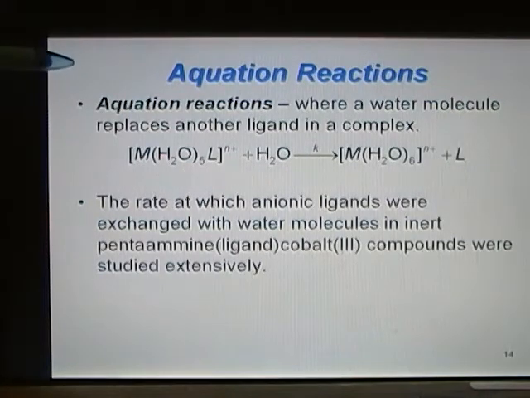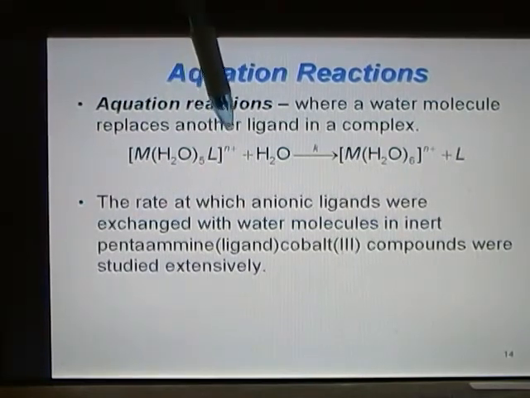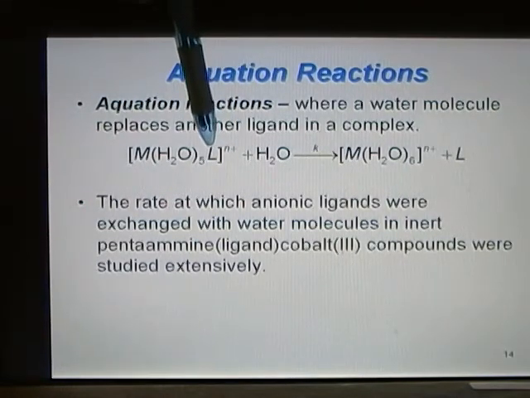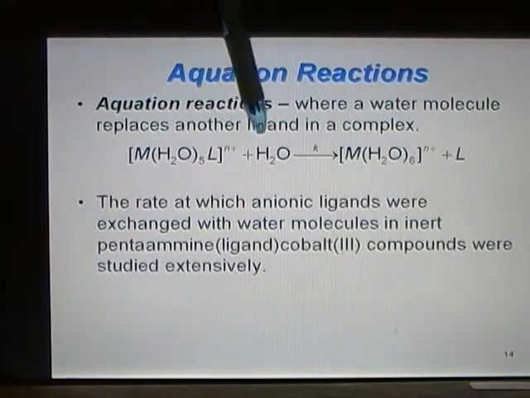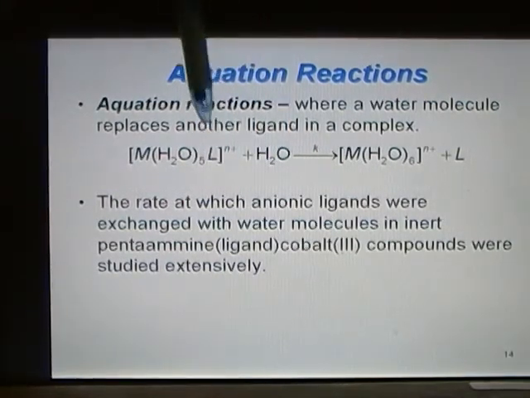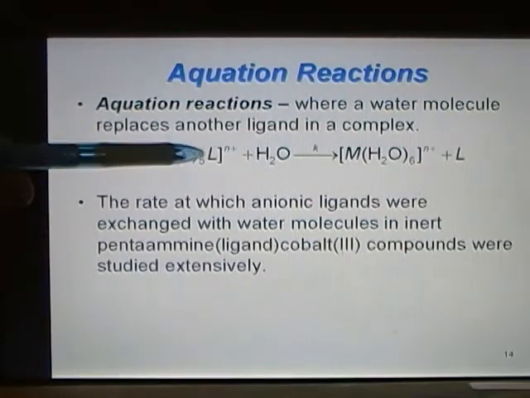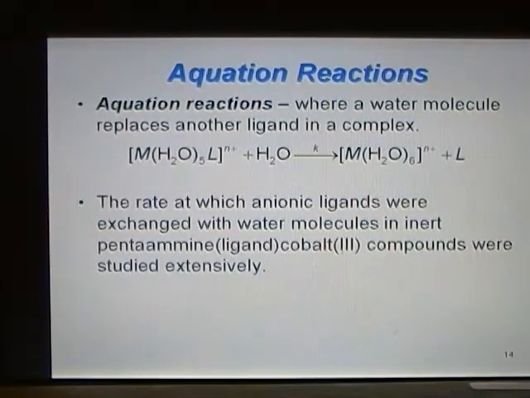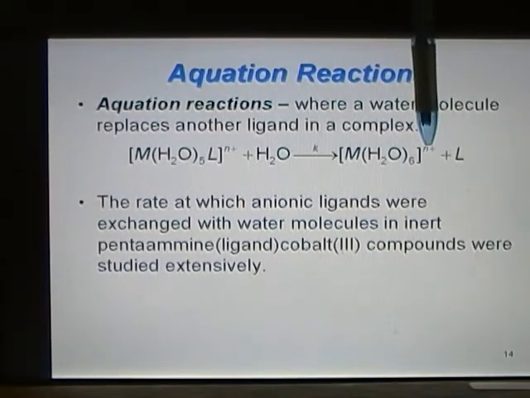Aquation reactions are next. This is where a water molecule replaces another ligand in a complex. In this complex, L is the ligand that will be displaced, and water will come in and replace it. Now the ligand can be anionic or neutral. If it's anionic, the charge on the resulting complex will increase by 1.